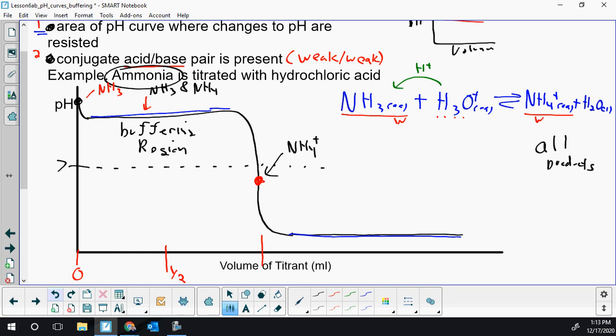And as we go past the equivalence point, we have all those products and we just keep dumping in more hydronium. But we never get any more NH3 again. All we have is a whole bunch of acid and a whole bunch of ammonium. So if we look at that second flat area, that is not a buffering region. I'm just sticking an X there. It's flat, but we don't have a weak pairing, so we don't have a buffer. So we only have one buffering region, and it is the very first one.